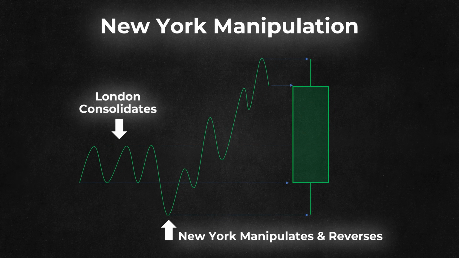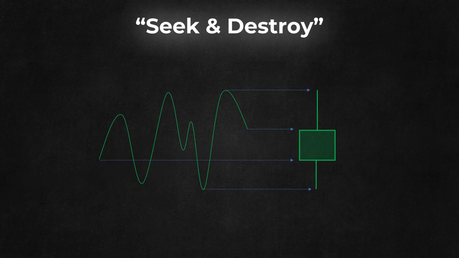New York manipulation. The New York manipulation is when London consolidates and then the beginning of the New York session manipulates and reverses, once again recalling that this pattern was outlined by Wyckoff. Seek and destroy. A seek and destroy profile is basically a sideways market where multiple manipulations occur on both sides without any clear trend direction.